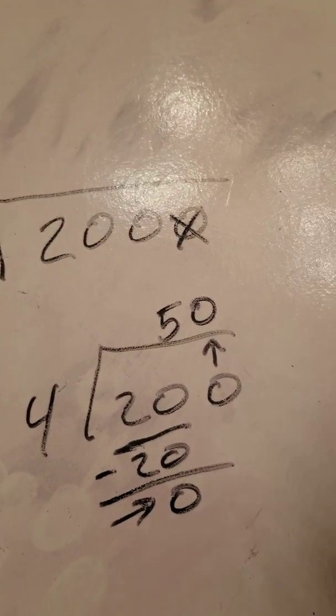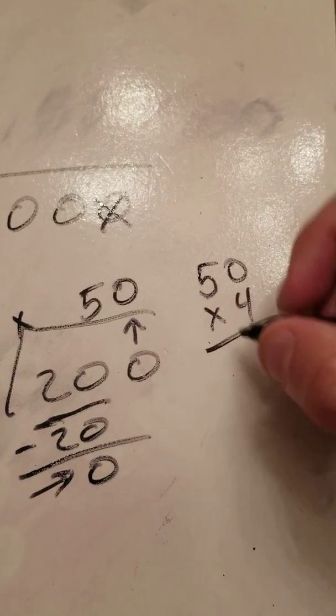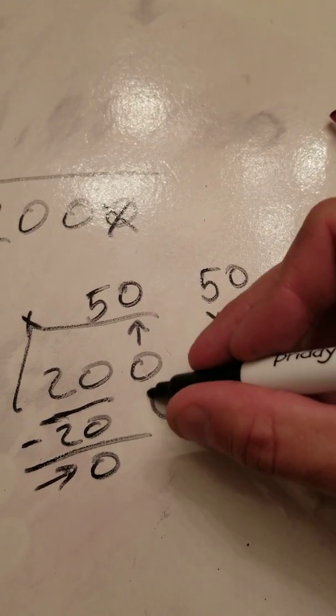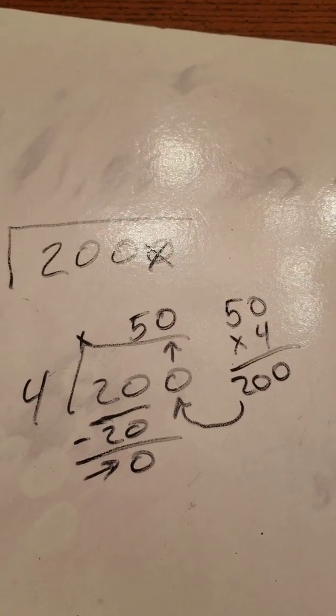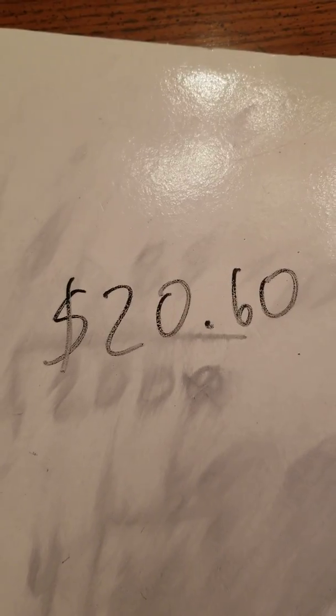How we can check this, we can take 50 times 4. 4 times 0 is 0. 4 times 5 is 20. We have our same answer of 200. That is a quick check to make sure our answer is right. So the answer is 200.